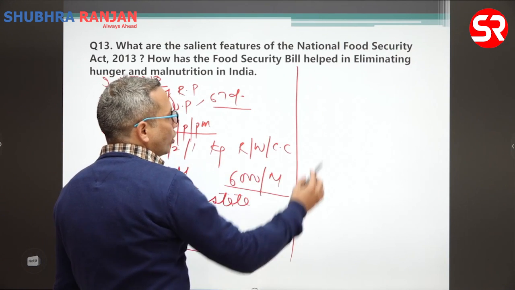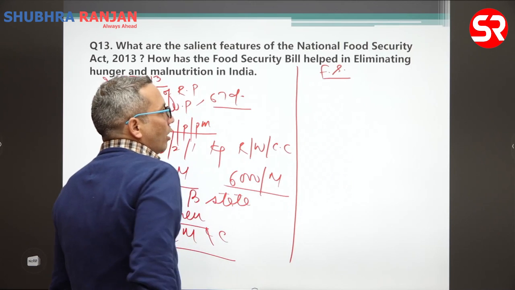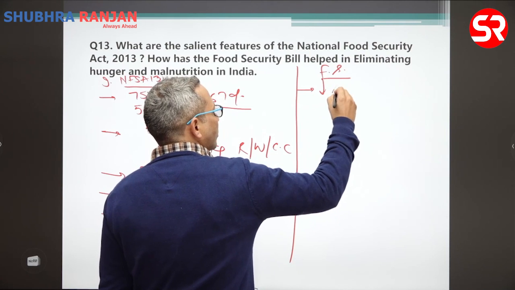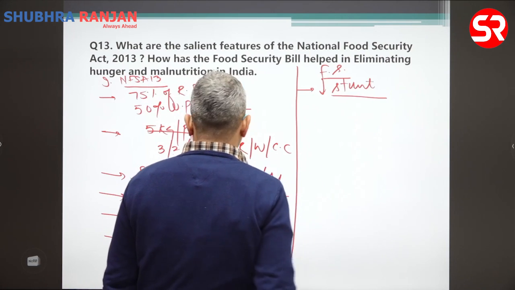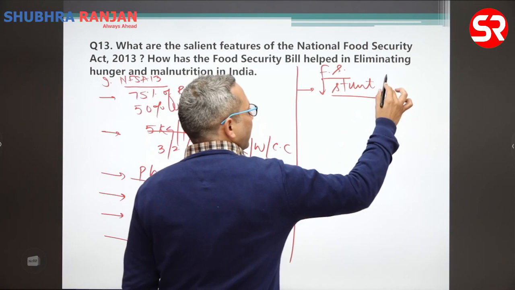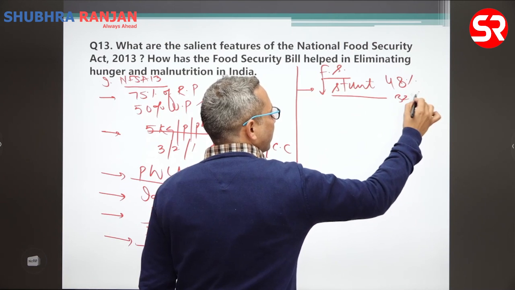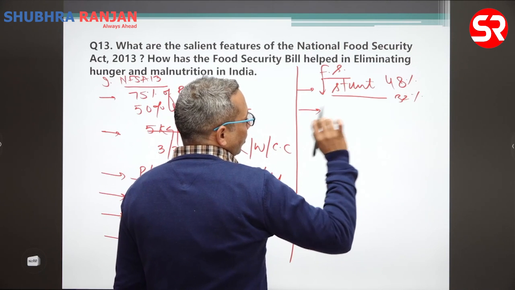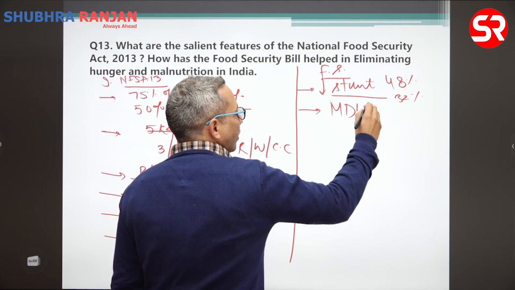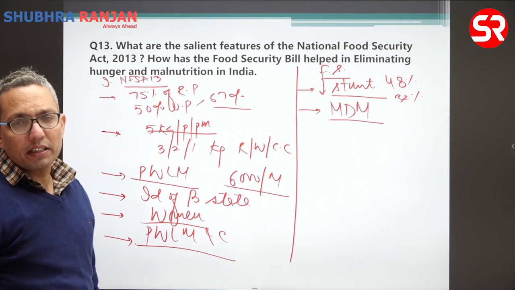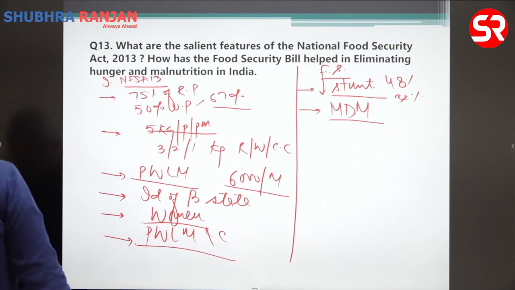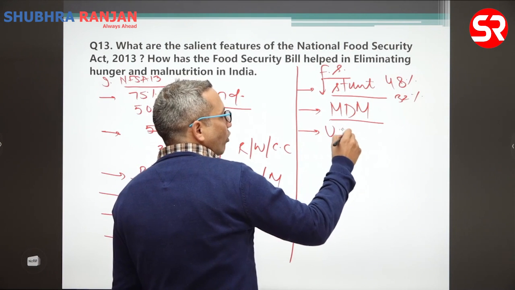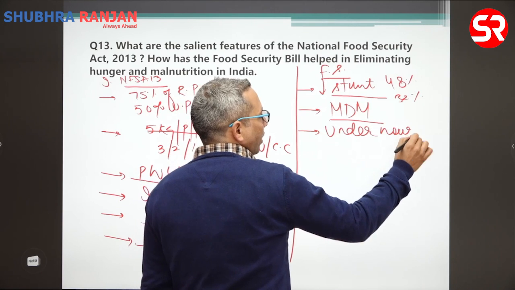And then we'll say how has food security bill helped in eliminating hunger? First, because of National Food Security Act, the incidence of stunting has reduced in India. Stunting, which was 48% in 2012, has come to now 32%. Then because of food security, the students enrolled in midday meal scheme has increased to 116 million. Then the undernourished people in India have also reduced.